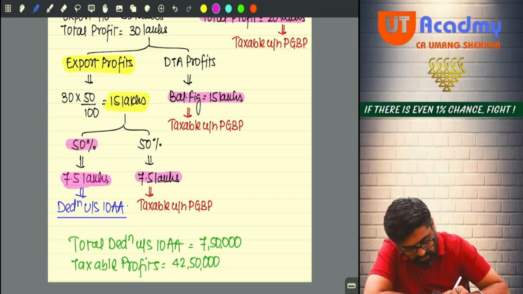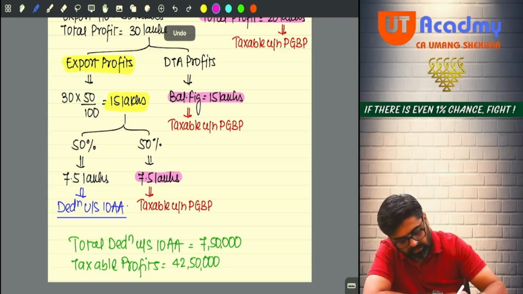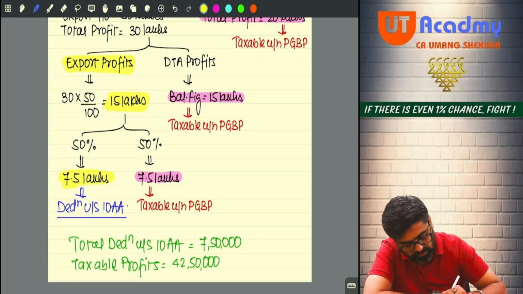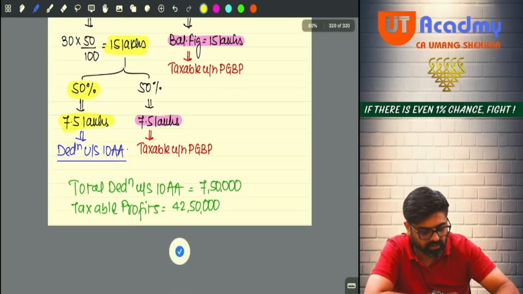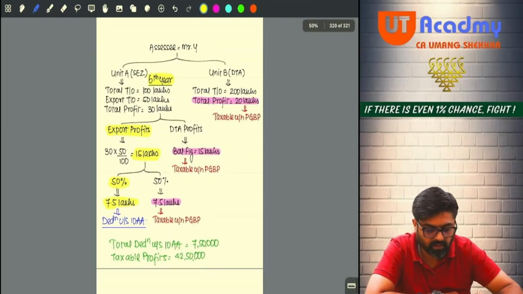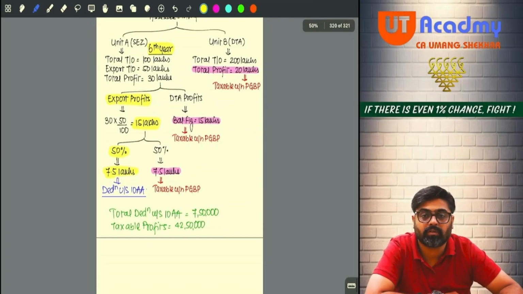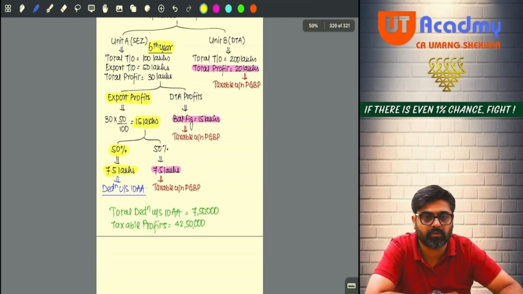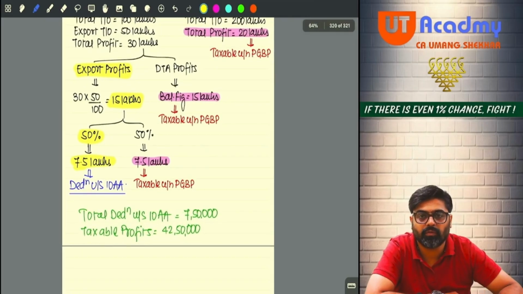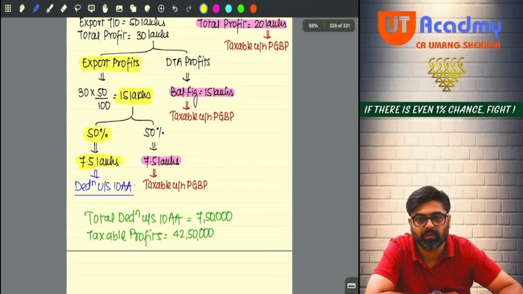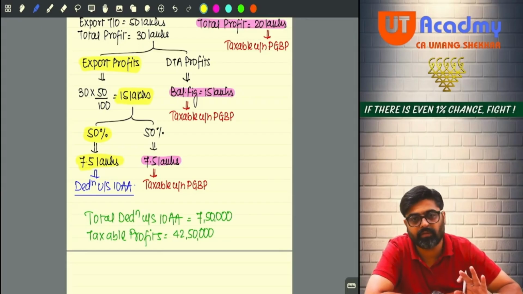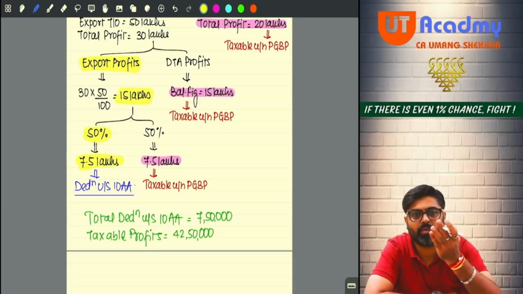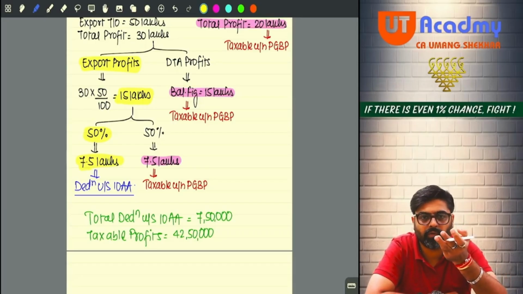You have to remember, they can ask you what is the amount of deduction available, that also they can ask you, and what is the taxable profits, that also they can ask you. Okay. So will you be able to calculate like this? 2 marks MCQs, done. Or even if this question is asked for 4 marks, you are able to get the full 4 marks by doing just this thing only.